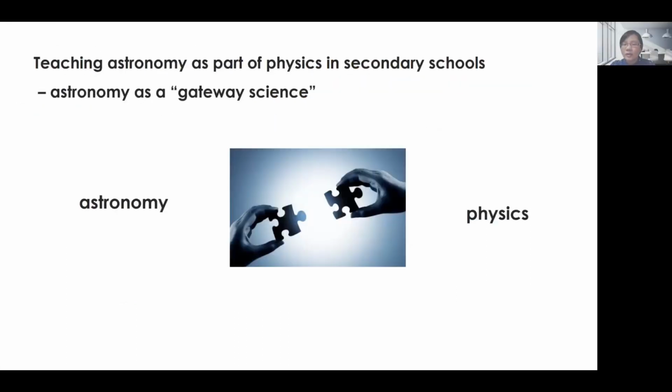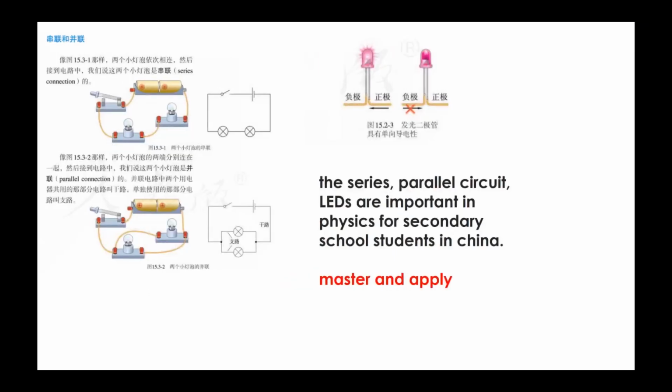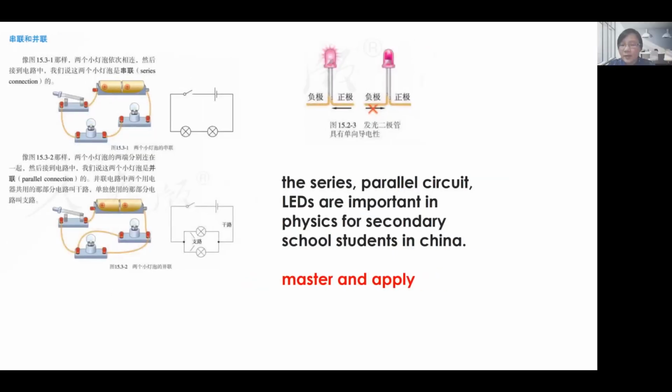So I think teaching astronomy as a part of physics in secondary school, astronomy as a gateway science, is a good method. The serial parallel circuits, LEDs, are important knowledge in physics for secondary school students in China. Students need to master and apply them well.